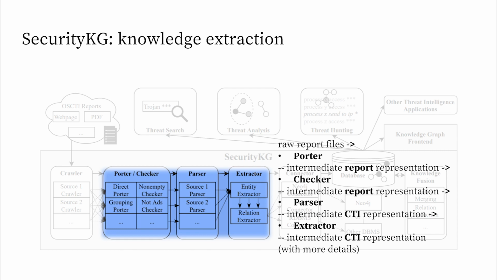The parsers are source dependent, taking advantage of prior knowledge of the source website structure and extracting keys and values from report files. They convert the list of intermediate report representations into a list of intermediate CTI representations. The extractors further refine these intermediate CTI representations by completing some of the fields using entity recognition and relation extraction. Since the intermediate CTI representation is a unified format, the extractors are source independent. Next, we describe the design of the extractors.